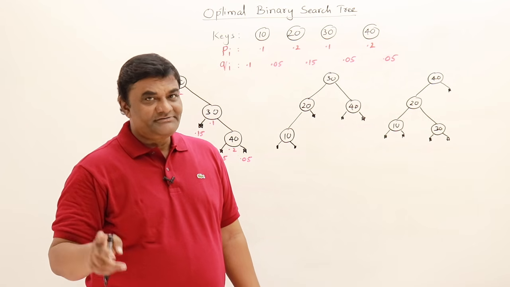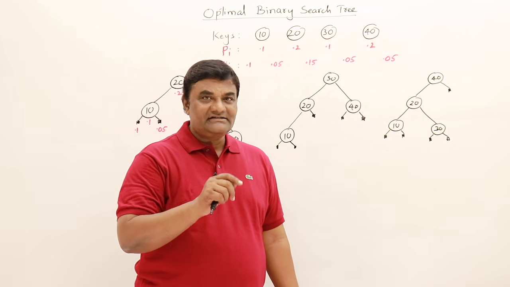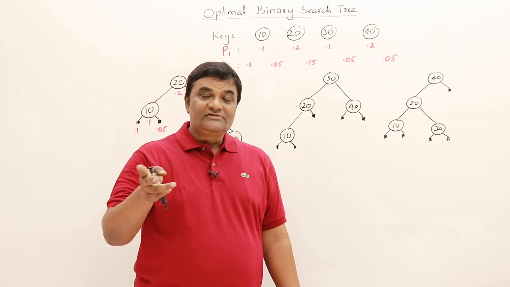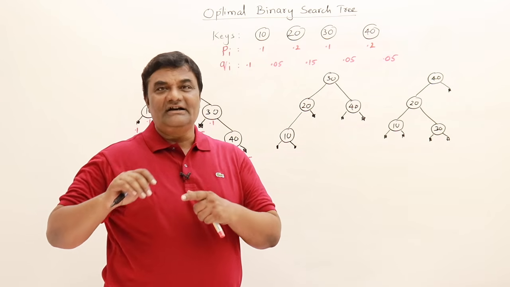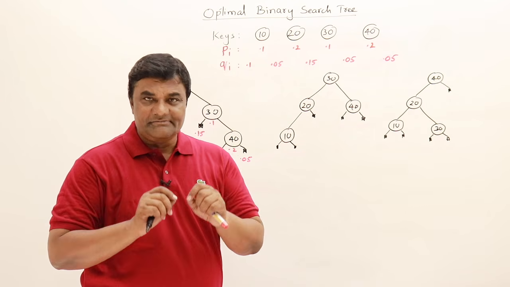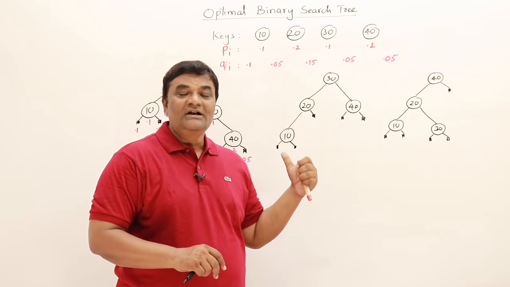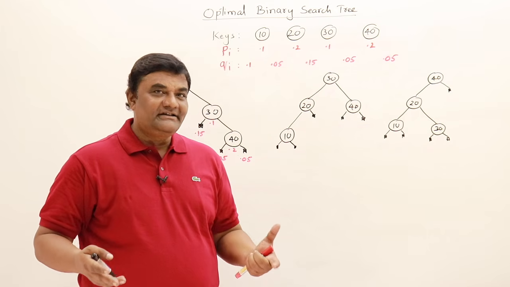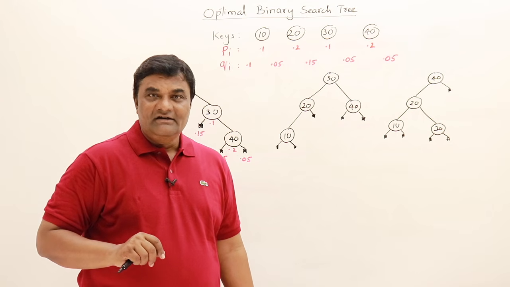So successful search probability as well as unsuccessful search probability, right? So what is the possibility? Based on that, you will arrange the thing. See, if some customer is asking and you are going into the stock room and checking and coming back and saying it's not there, so it will take more time, right?